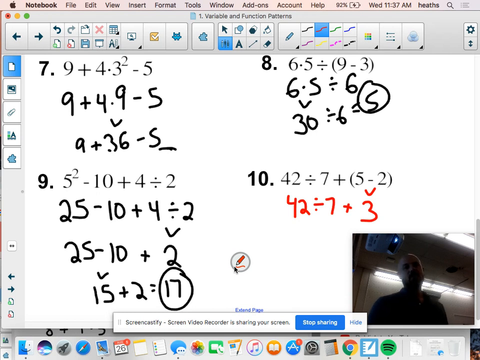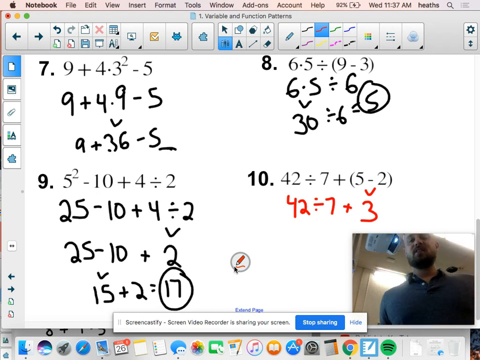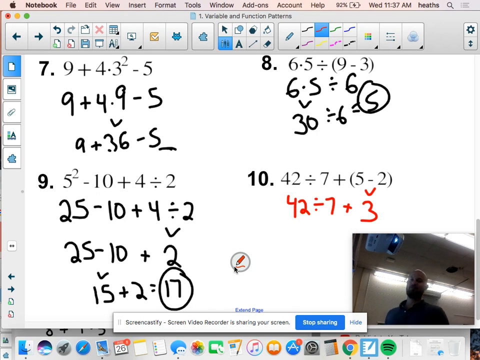We're left with division and addition. Our next order of operation is looking for multiplication and division. There is not multiplication, but there is division. So we're going to do 42 divided by 7, which is 6. Okay, and then 6 plus 3 is going to give us a final answer of 9.